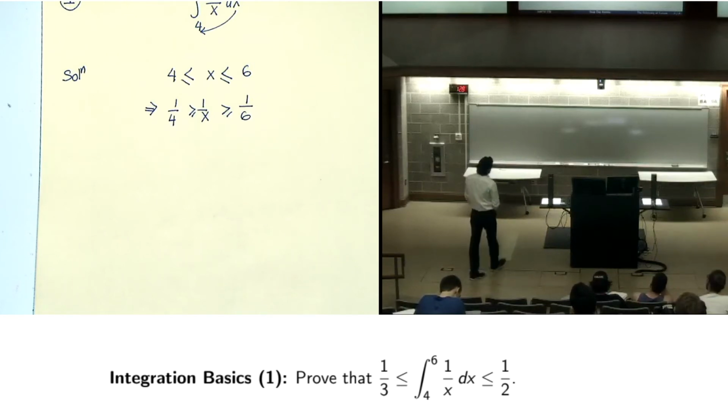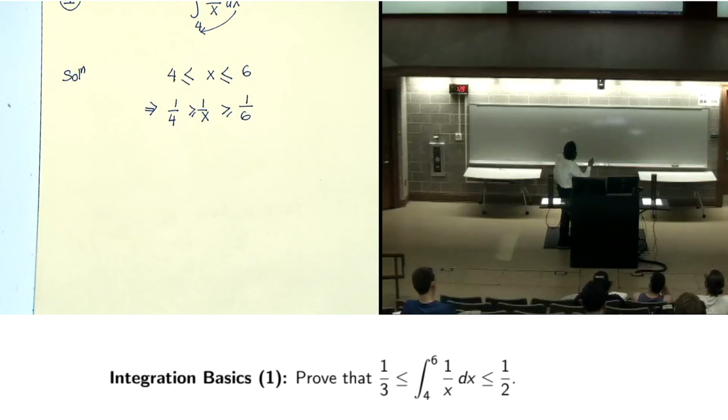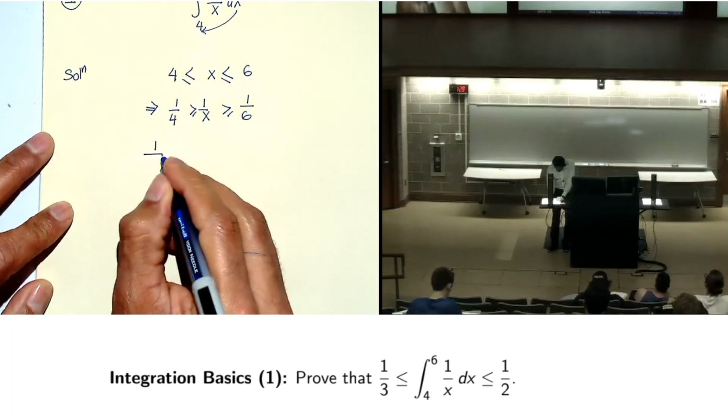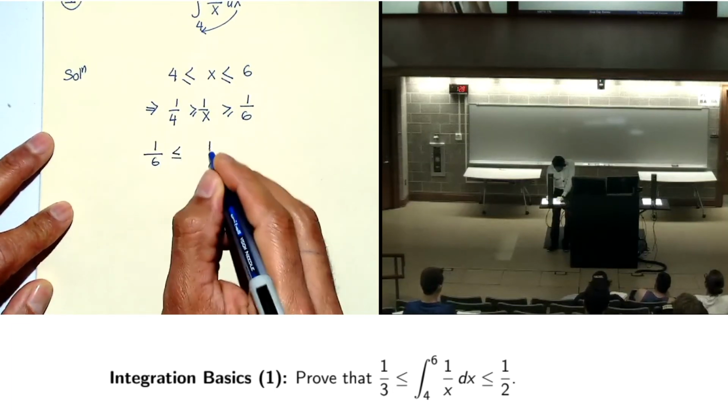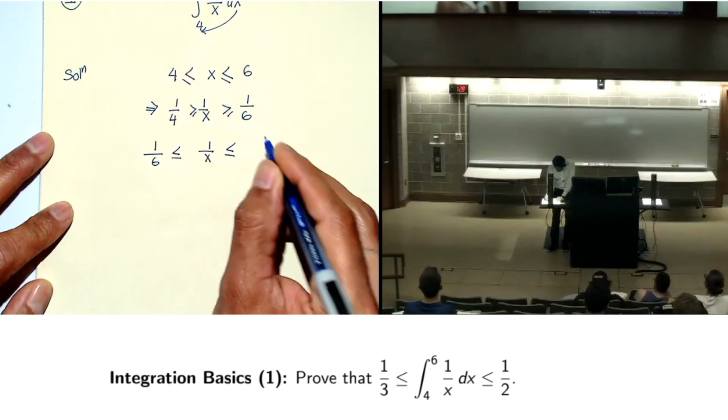So 1 over x, this is the function I need to integrate. So what I did is basically see my x is from 4 to 6, so 1 over x will be 1/4 to 1/6. Let me rewrite this inequality. This is basically 1 over 6 less than or equal to 1 over x less than or equal to 1 over 4.